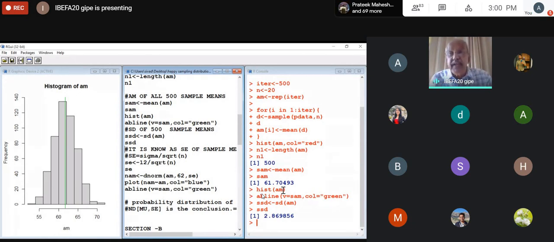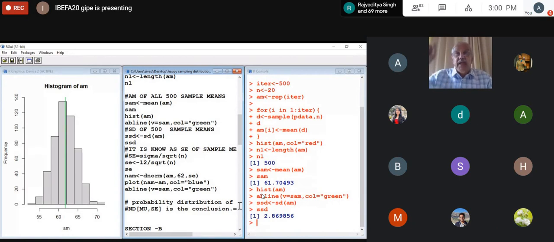This is not the standard deviation like the original data. Original data is individual value, but this standard deviation is of the individual sample mean. That is, how much does each sample mean deviate from 61.7? Please repeat.